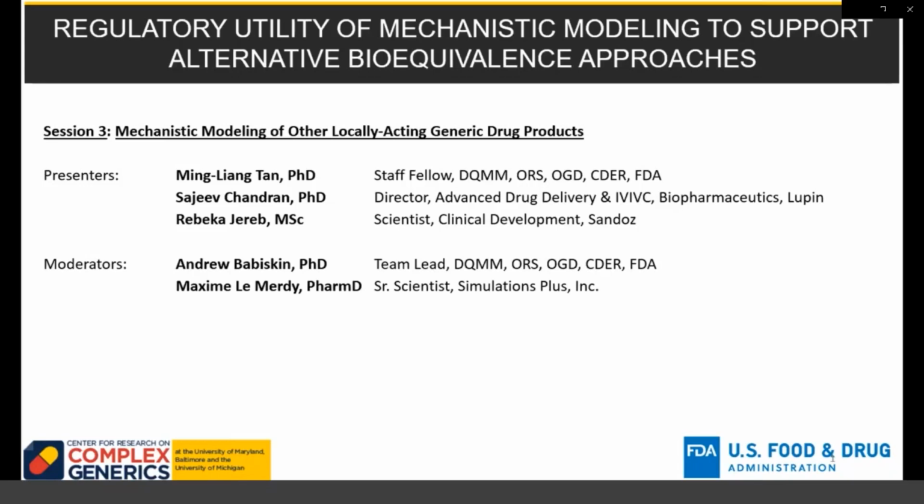Dr. Babiskin holds the position of team leader for the locally active PBPK team in the Division of Quantitative Methods and Modeling, Office of Research and Standards, OGD. Dr. Merdy is a senior scientist at Simulations Plus. Dr. Merdy has expertise in PBPK models for locally acting drug products and has published multiple papers on ocular delivery models.